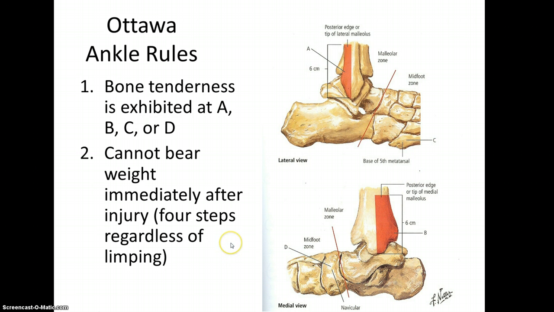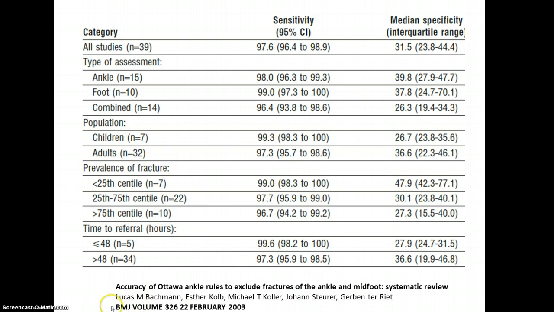If you look at the evidence, you will see this article from the British Medical Journal in 2003. This particular article is a systematic review of multiple studies that determined the accuracy of the Ottawa ankle rules in excluding fractures of the ankle. If you remember from Part 1, we talked about sensitivity, specificity, and the contingency table. Sensitivity, from Part 3, we talked about SNOUT. A sensitive test that is negative is good at ruling the condition out. In this case, the condition we're ruling out is a fracture of the ankle in the midfoot.